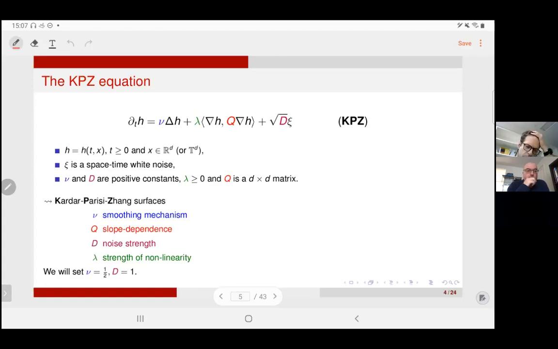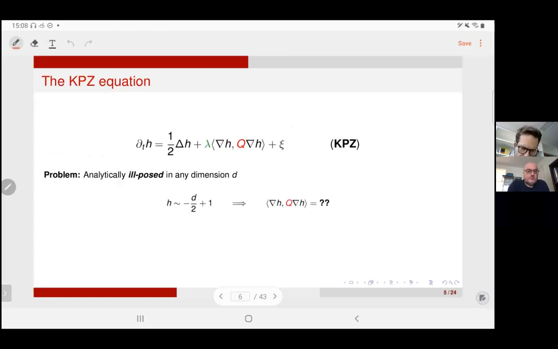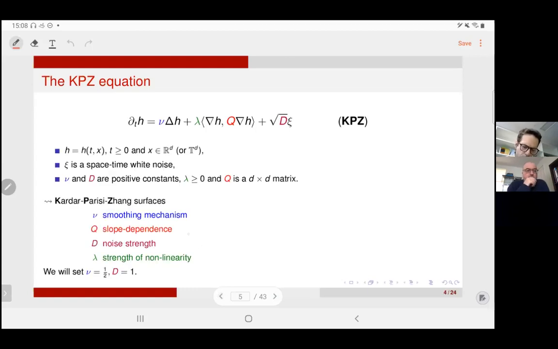Okay, so the Q matrix encodes somehow the slope dependence of the growth mechanism. That is, as I said, this H should be seen as a height function of some growing interface, and according to how Q is chosen, this will make the dependence of the growth on the slope different. I will go back to this Q dependence in two or three slides. For the moment, this is the equation.